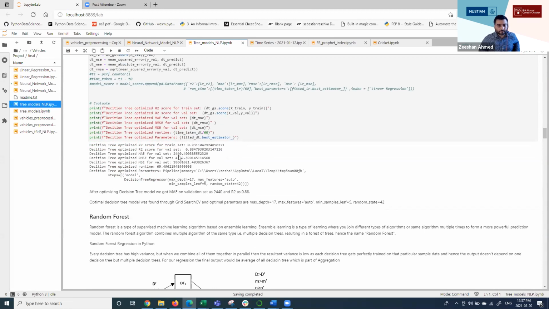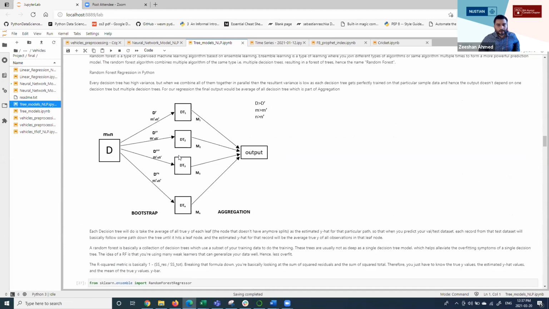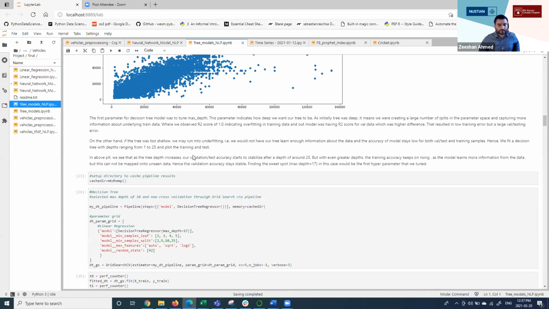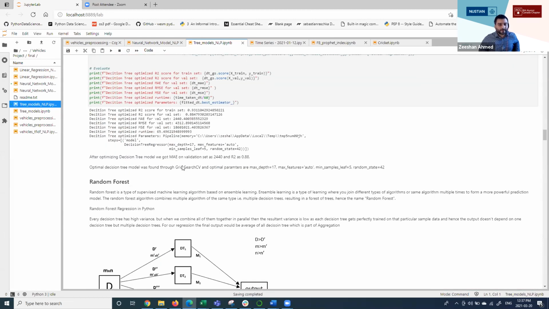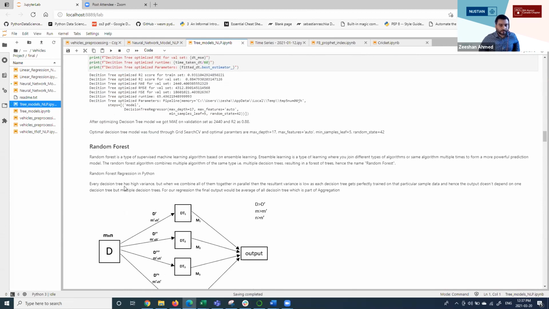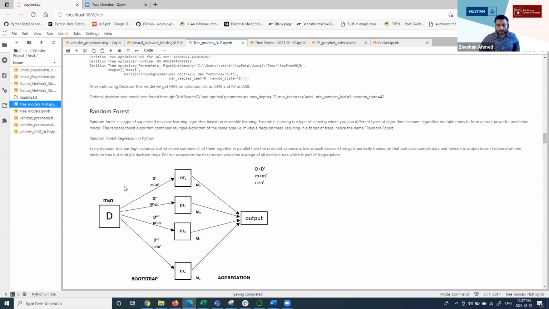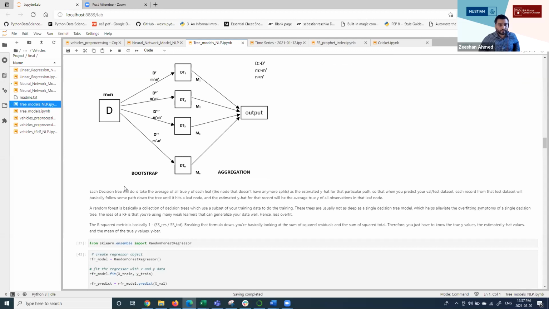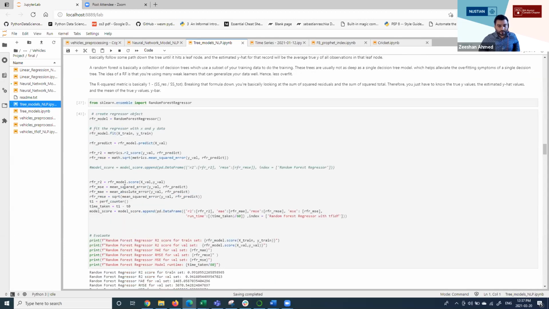2440 and 0.88. It increased from 0.77 to 0.88. But then there's a random forest, which is an ensemble algorithm. It combines all the decision tree models together, provides us with an average, and gives us more accurate results. And that's what it did for my model building too.